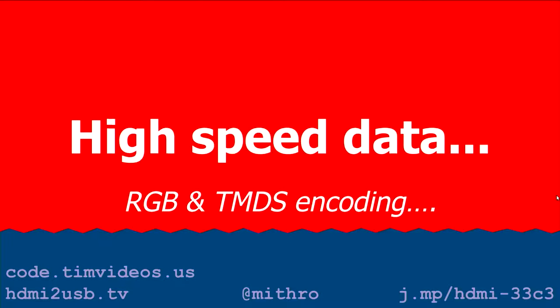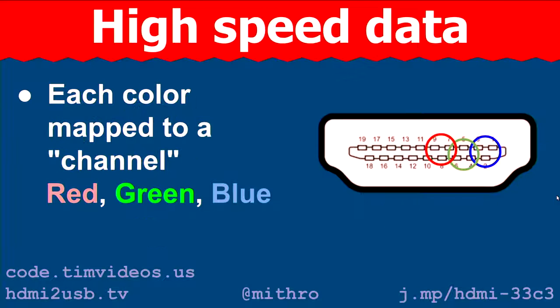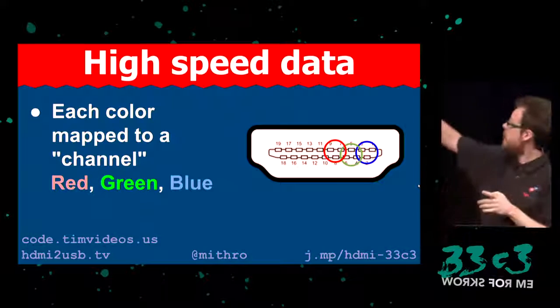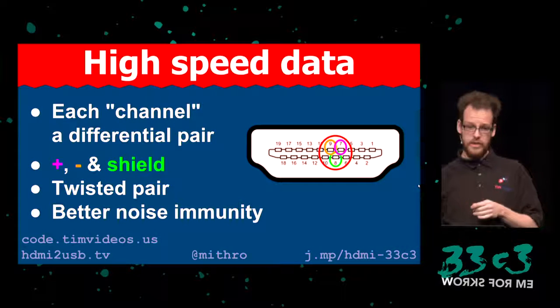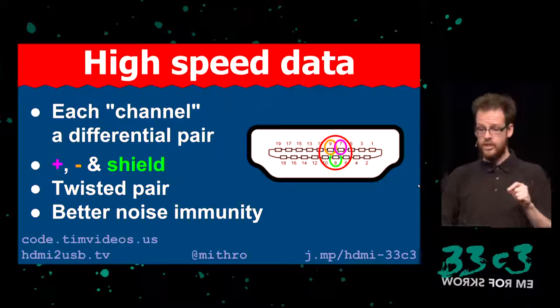What about high speed data? So each pixel on your screen is basically 3 colors in the DVI standard: red, green, blue. And each one's a byte in size. Each of the colors is mapped to a channel on the HDMI connector. And so you can kind of see the red and the green and the blue channels. Each channel is a differential pair. You get a plus and a negative and a shield.